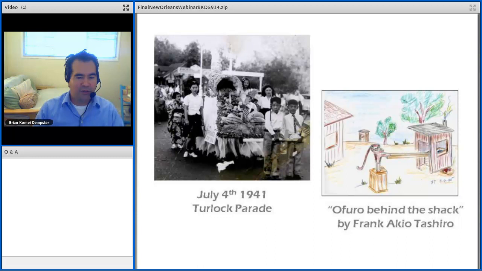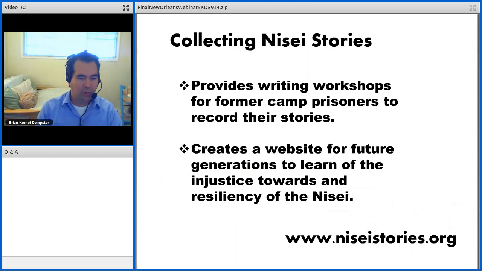The other drawing is actually done by, I believe, her brother, and it's about behind the shack where they lived after the war, you know, the bathhouse and so forth. So there's some pretty interesting things that I thought you'd like to see given the artifacts and exhibits that Kim and Chrissy work with at the museum. I consider these to be the artifacts and exhibits as well that go along with the stories. Okay, next slide, please.